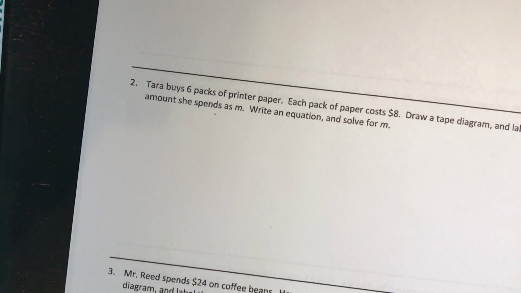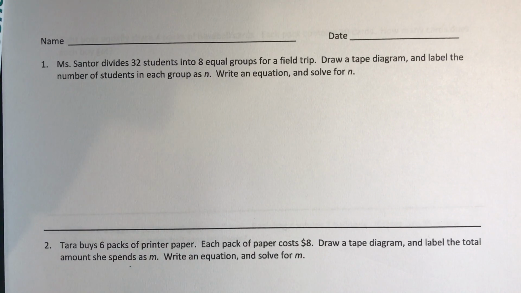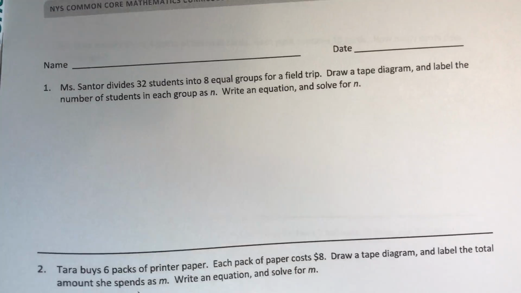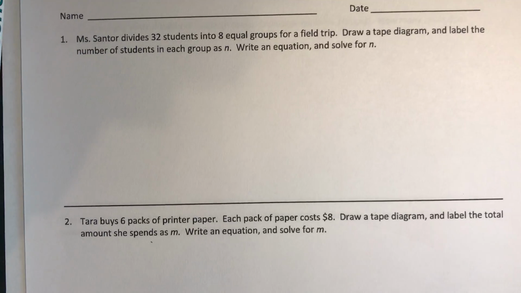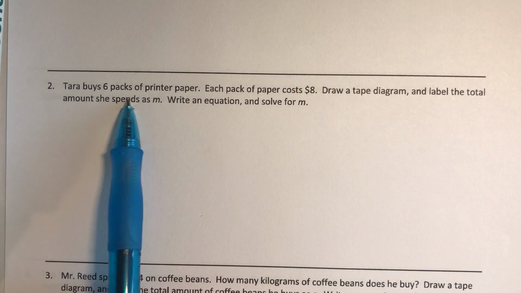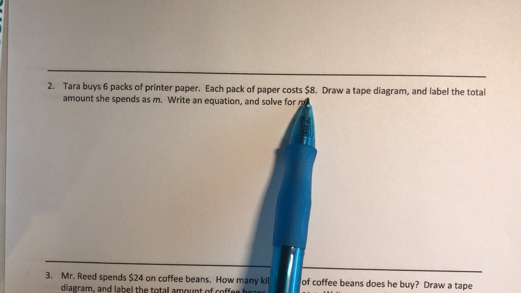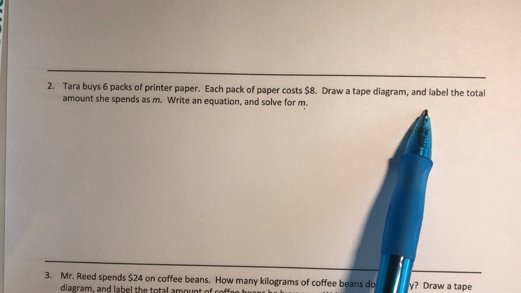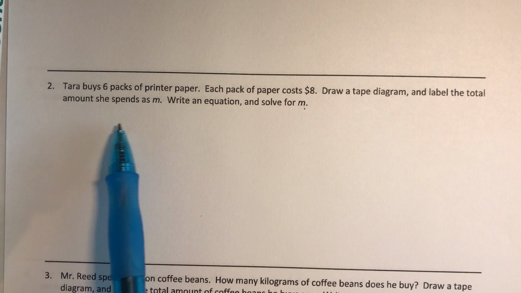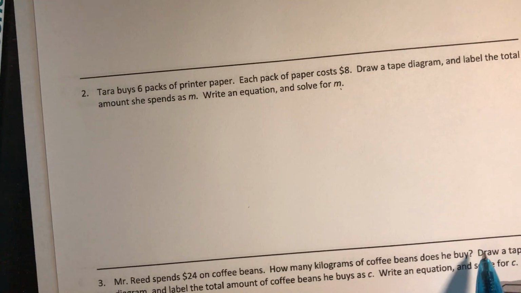We'll flip to our lesson 11 problem set. And let's see if we can go through one of the word problems together. I think I'll do number 2 with you here. Tara buys 6 packs of printer paper. Each pack of paper cost $8. Draw a tape diagram and label the total amount she spent as M. Write an equation and solve for M.